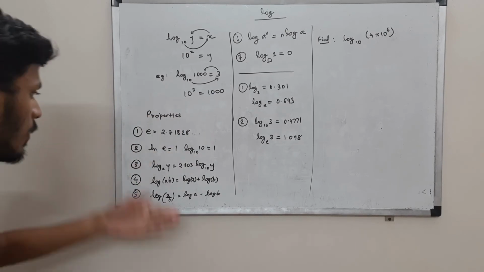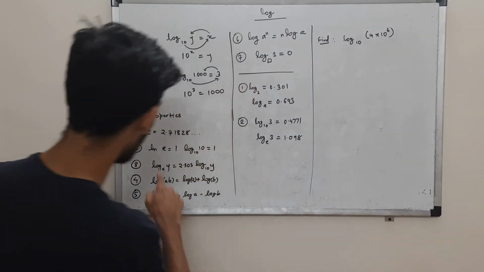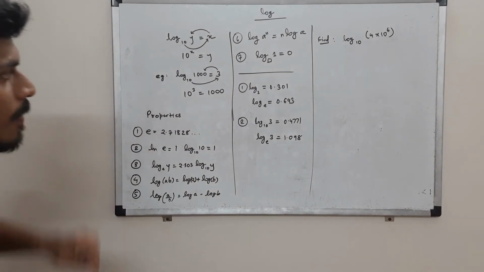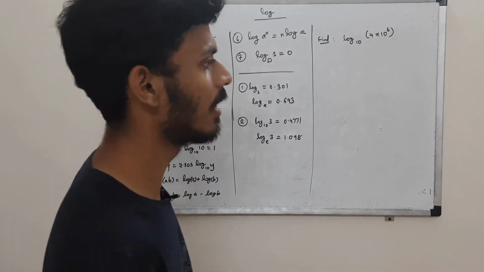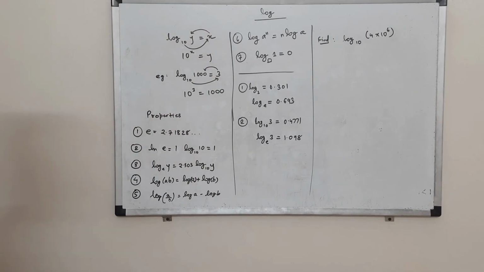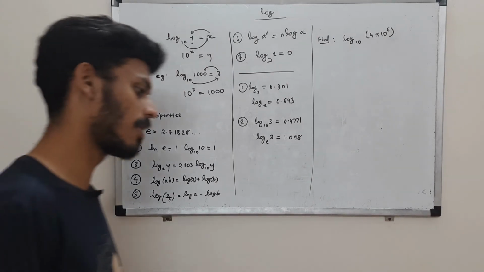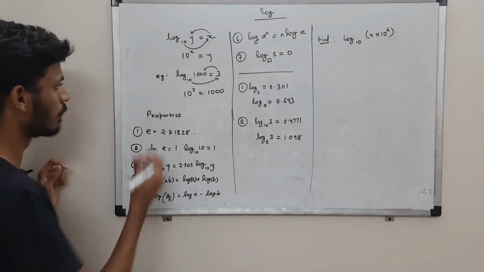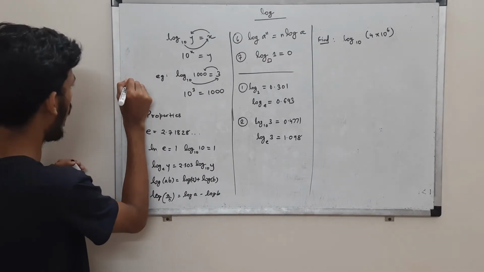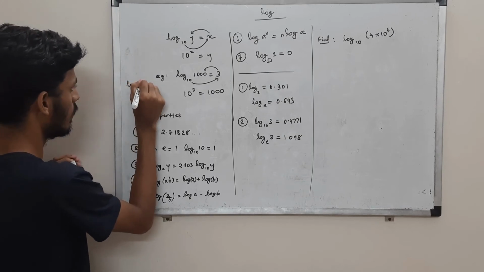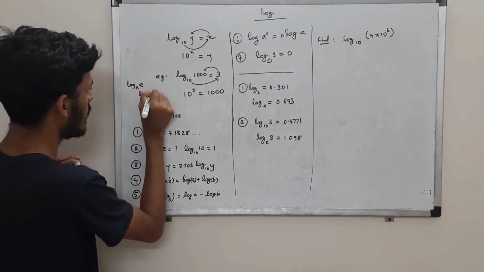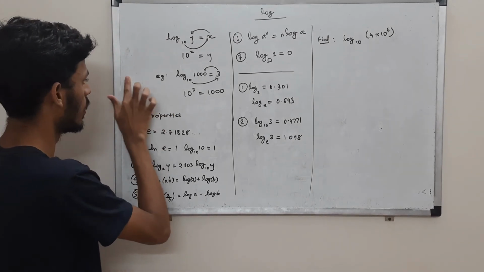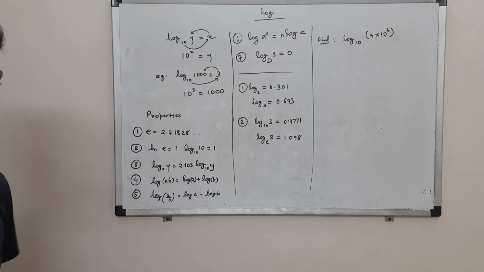Then ln of e, so basically log to the base e. ln stands for natural log, log to the base e. The base can be anything greater than 1. That is a restriction on the domain, that the base should be greater than 1, so that it can be raised to some power. So log to the base e can be written as ln, natural log.